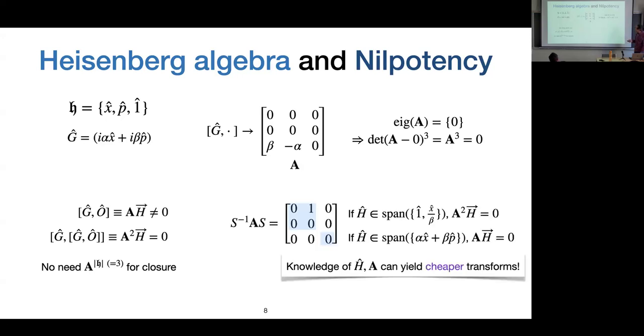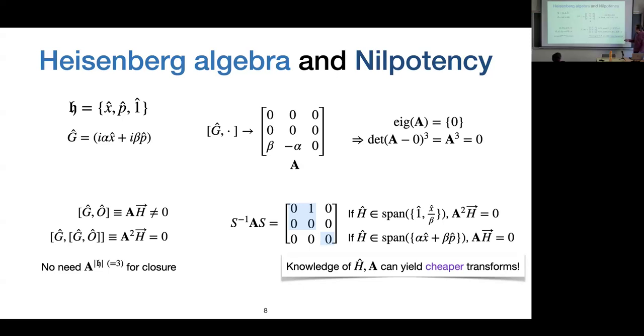So what's happening here is that you can find a similarity transform which makes the adjoint transformation into this block diagonal form. And so if the operator which is being transformed is in the first two vector spaces, that is, it's in the span of identity or this operator, you can show that A squared acting on this operator is 0. Similarly, if you take an operator in this third vector span, you can show that the first commutator becomes 0.